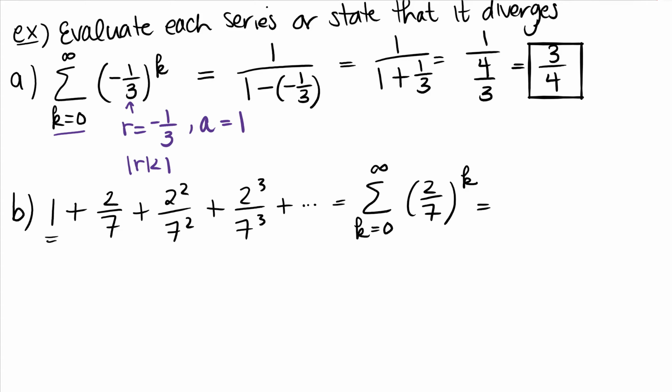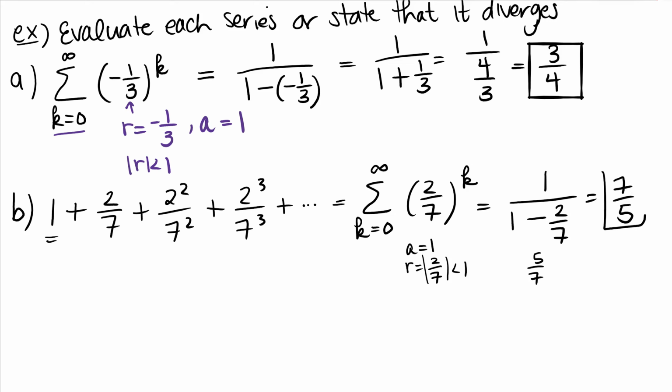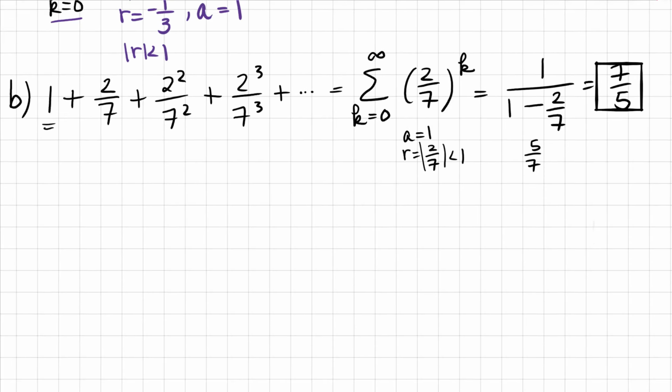And so what am I going to get here? In this case, a is 1, right? I don't have anything times it. And r is 2 sevenths. The absolute value of that is less than 1. So I know that this is going to converge to 1 over 1 minus 2 sevenths. 1 minus 2 sevenths is 5 sevenths. And if we flip that, we get 7 fifths. So this geometric series is going to converge to 7 fifths.